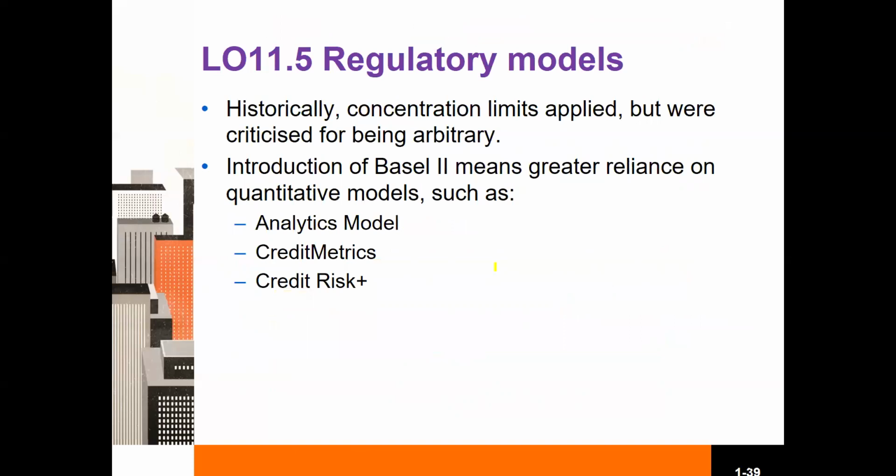Now, we are talking about the regulatory models. The regulators of financial institutions have also been investigating ways to measure concentration risk. Historically, concentration limits have been criticized for appearing somewhat arbitrary in the way they are selected. However, with the introduction of the Basel II set of regulations for Australian depository institutions, we see greater reliance on more quantitative models, such as the Moody's Analytics model that we just discussed, and also CreditMetrics, CreditRisk+, and so on.